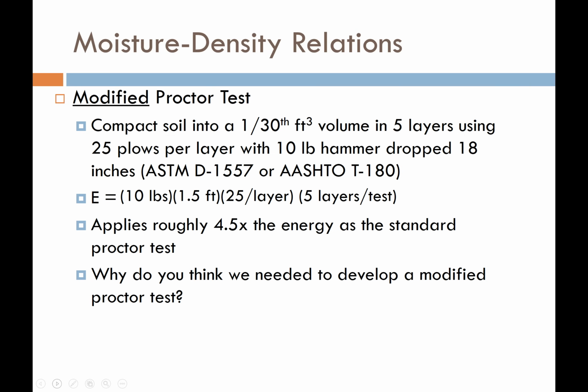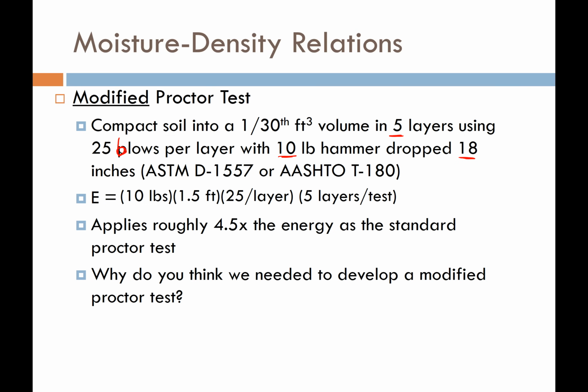Now there's a similar test to the standard Proctor test. We call it a modified Proctor test. The modified Proctor test uses the same mold and the same idea. We're going to put the soil into the mold in layers and compact it with a hammer. But here are some differences. We're going to use 5 layers instead of 3. We're still going to use 25 blows per layer, but we're going to use a 10-pound hammer and drop it 1.5 feet or 18 inches instead of 12 inches. So basically, we're adding more energy to the soil.